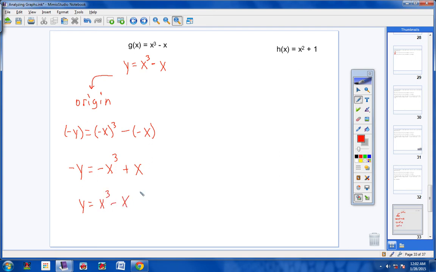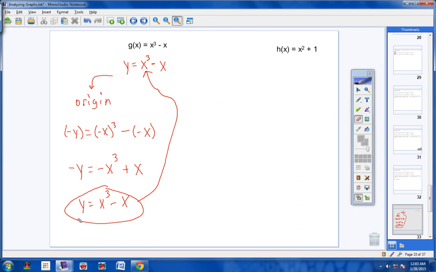Now, you know that you have origin symmetry if, after you've done all of that, you get out a function that is identical to your original function. Is this function here identical to this one? Yes, it is. So we know that we have origin symmetry. Okay, we do have origin symmetry.